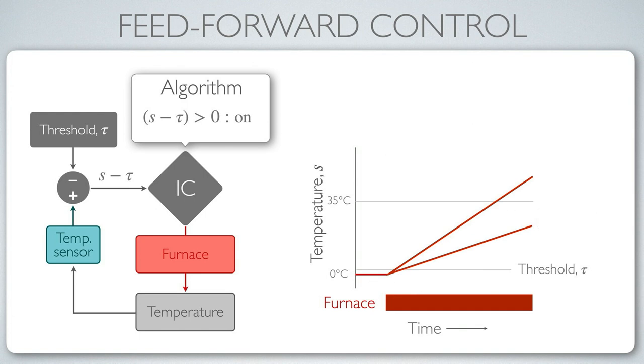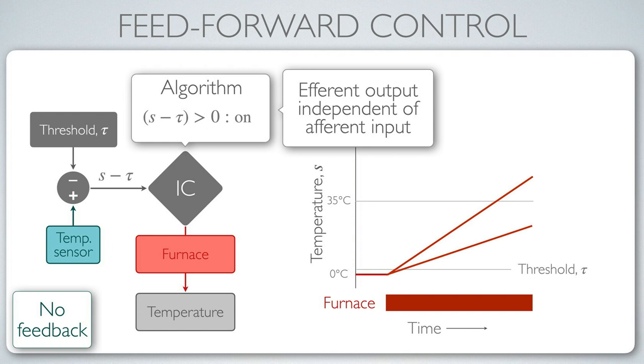The key distinction between feed-forward control and the other two controllers that we've mentioned is that there is actually no feedback. The temperature is monitored only in order to initiate the efferent response. Once initiated, then that efferent response no longer depends on the afferent pathway. So there is no feedback in a feed-forward control system. The efferent output is independent of the afferent input. The afferent input is useful just to initiate a feed-forward controller. After it has initiated, then it just plays out in a very consistent way.